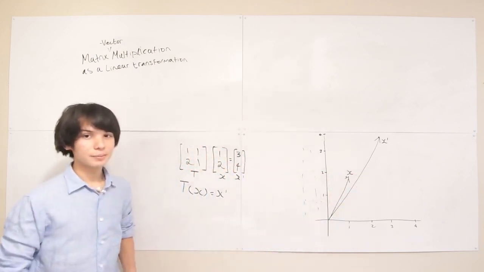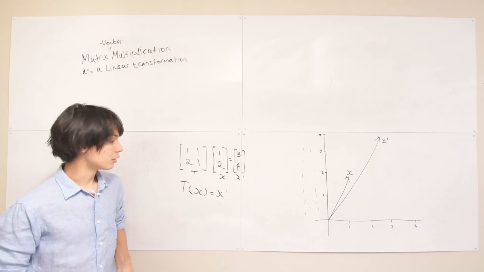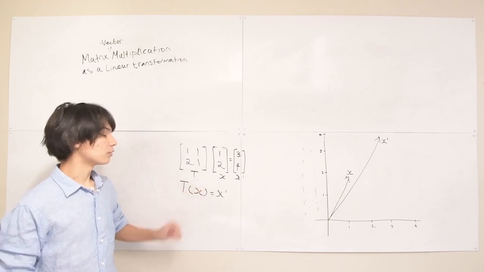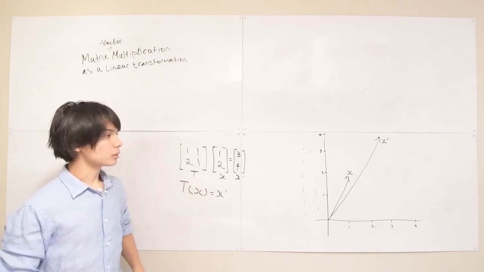So that's all I wanted to mention here, is just how we can think of matrices in this way, almost as a function that takes in vectors and outputs them to some other space.